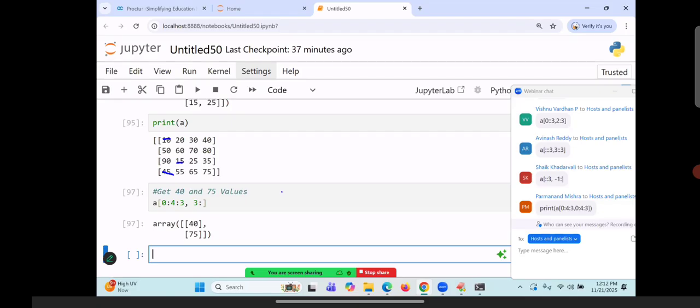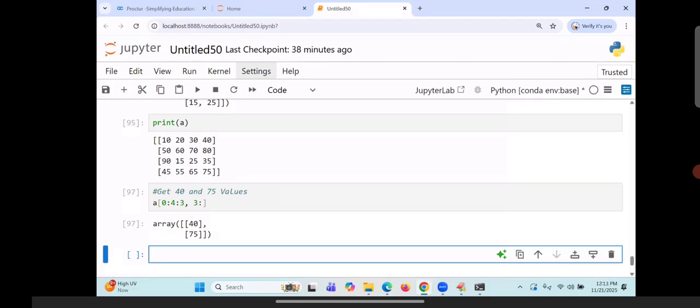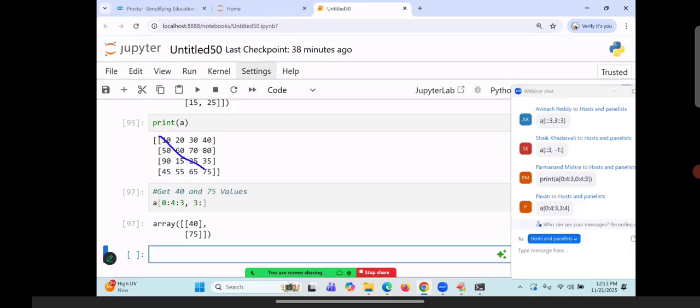So through slicing, it is not possible. Slicing means a formulated, rhythmic set of values you can get. If you want to get random values, I need to go for advanced indexing. I want to get principal diagonal elements, which is not possible with slicing. I want reversed principal diagonal elements, also not possible.